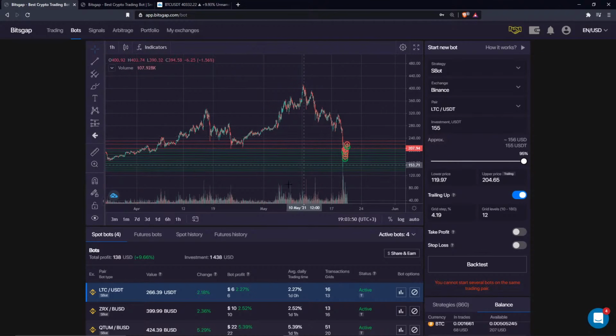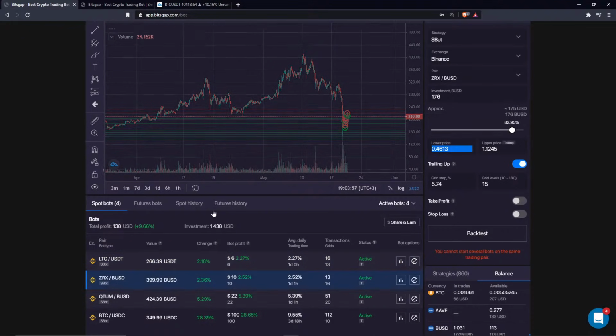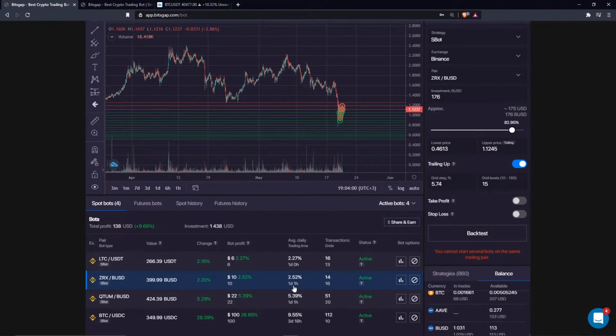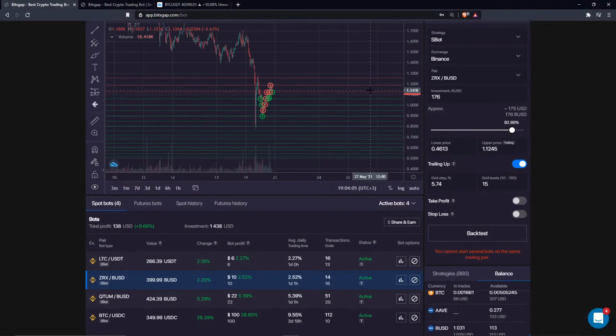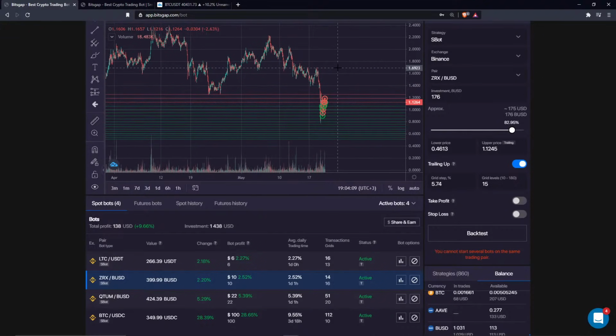That's my current situation over here. You see I have 4 bots active, and that's LTC, that's 0x. I actually launched them a day ago, exactly yesterday. Exactly then the market almost kicked our butts, but I hope not for most of you. Hopefully you use the stop loss and other risk management tools that we will be talking about today.